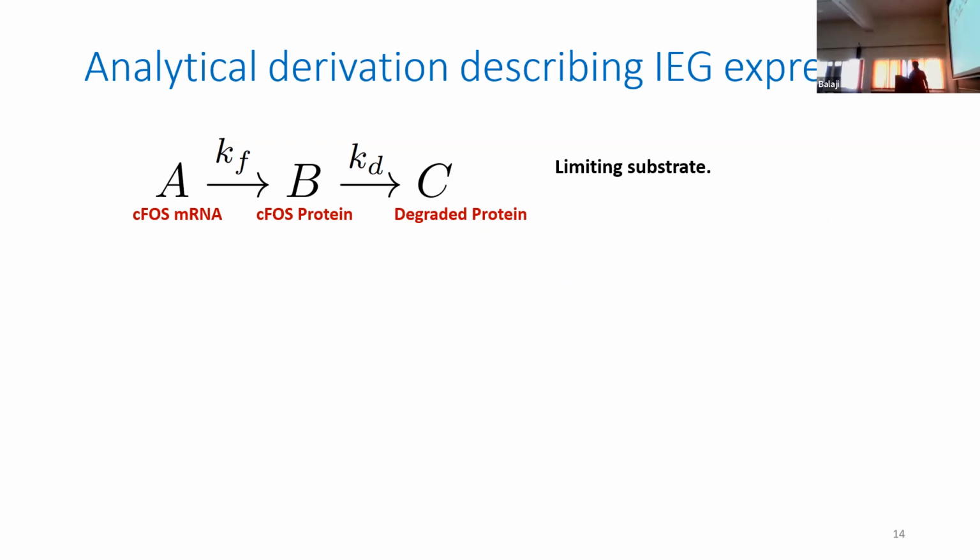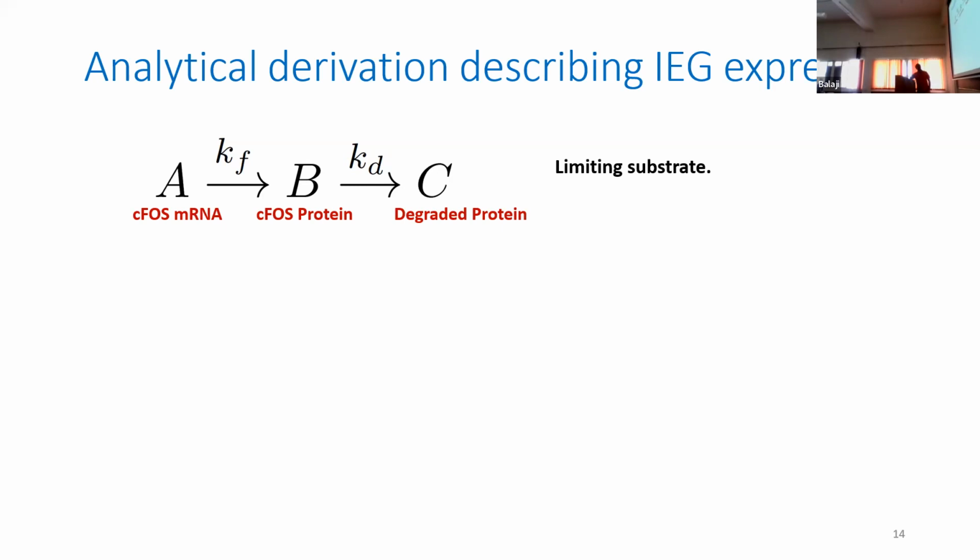In response to an external signal, in response to a memory, the first thing that happens is that the mRNA of a gene called CFOS, an immediate early gene, gets triggered, resulting in generation of the protein, CFOS. Being an immediate early gene, the protein itself is coded with a degradation, which means the protein has a finite lifetime.